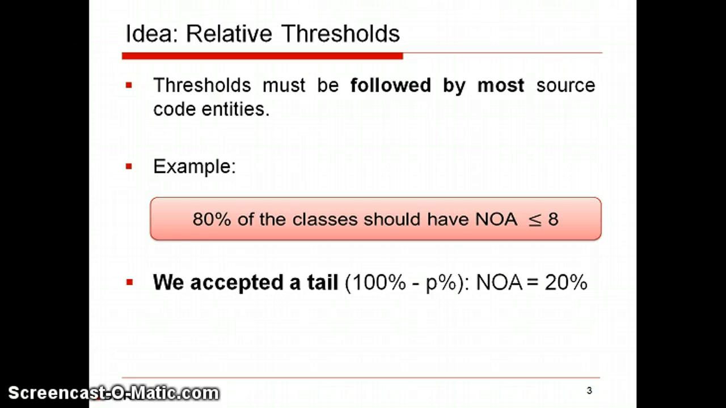The thresholds are relative because they must be followed by most source code entities. For example, for the NOA metric, the threshold derived is: 80% of the classes should have NOA less than or equal to 8. As you can see, we accepted a tail. In this case, the tail is 20% of the classes.